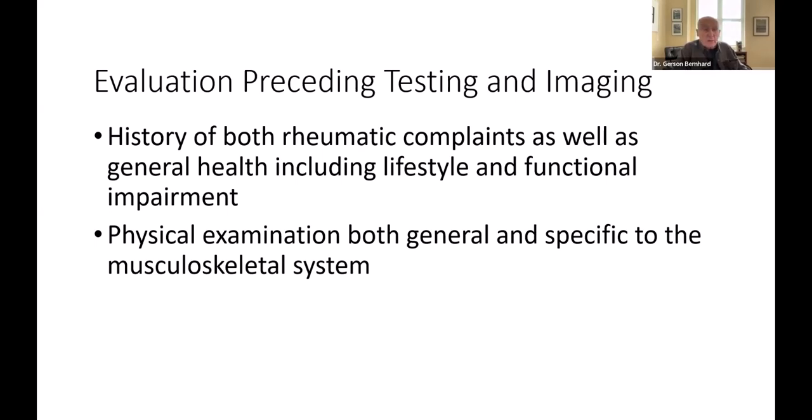If it's muscle problems, is there identifiable, somewhat semi-clinically quantifiable weakness, etc.? So get a really good clinical background, then begin to say, well, now what do I need in the way of testing to begin to screen this out diagnostically? Next slide.